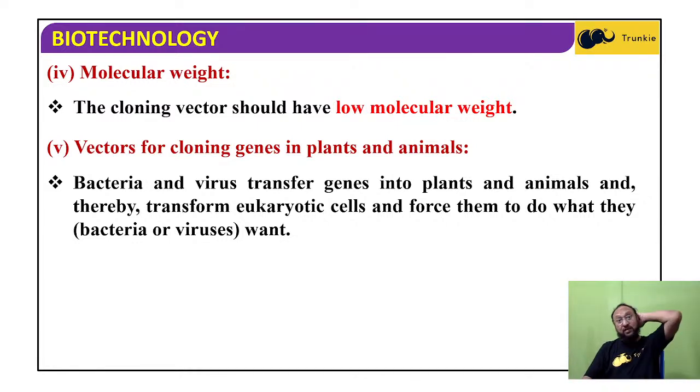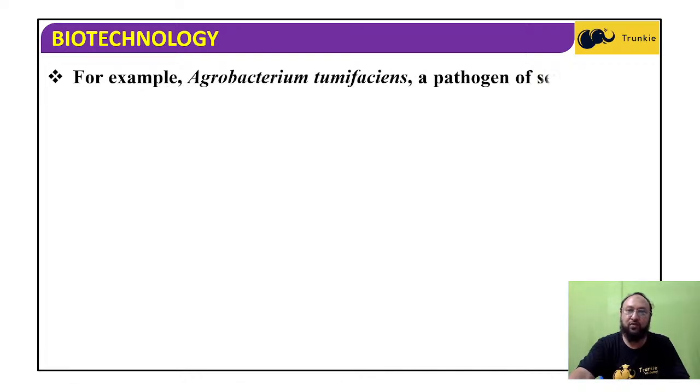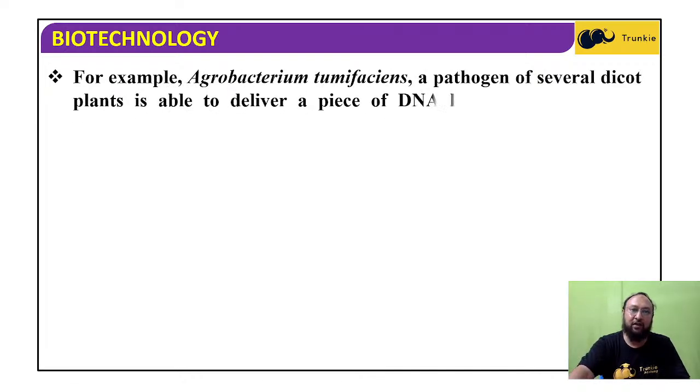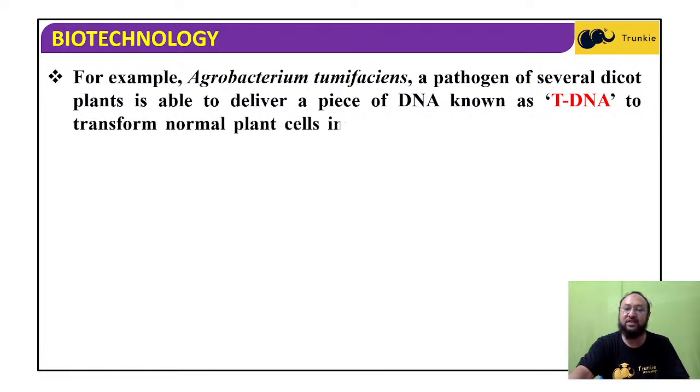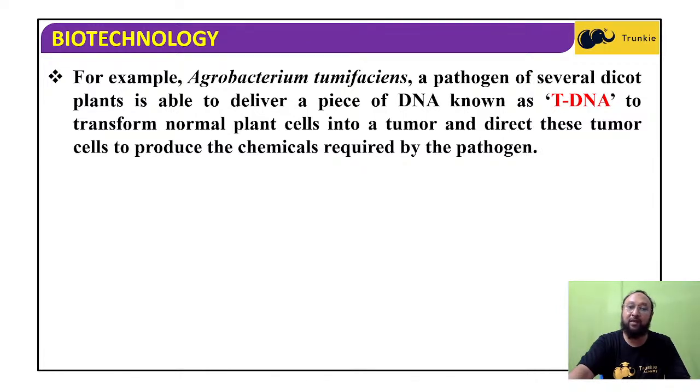So what happens when bacteria and virus genes can be transferred into plants and animals, and thereby transform the eukaryotic cells and force them to do what the bacteria and virus want? For example, Agrobacterium tumefaciens, a pathogen of several dicot plants, is able to deliver a piece of DNA known as T-DNA to transform normal plant cells into tumor cells and direct these tumor cells to produce chemicals required by the pathogen. Okay, so this is how the biotechnology works.